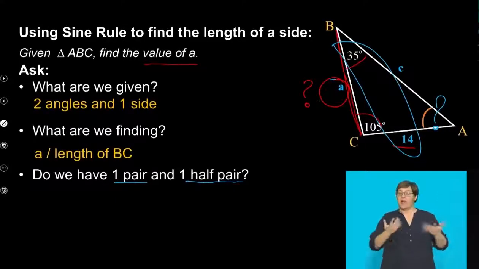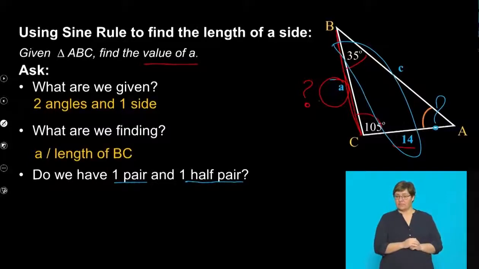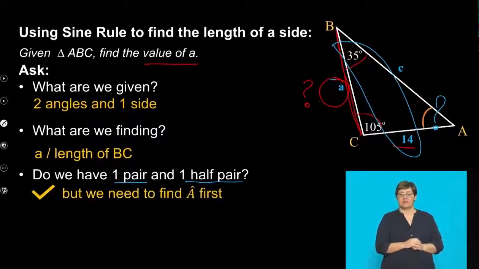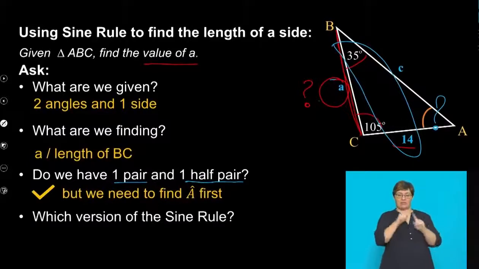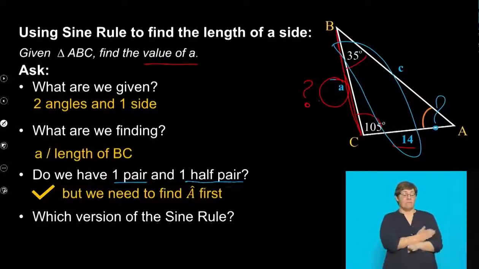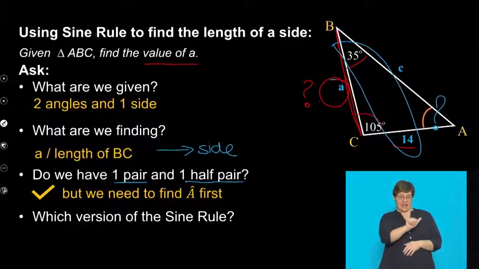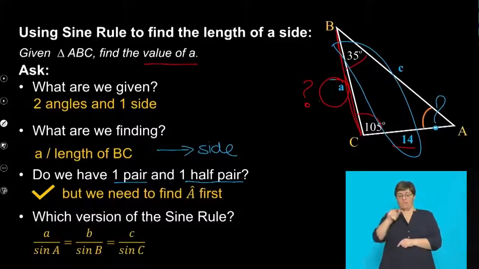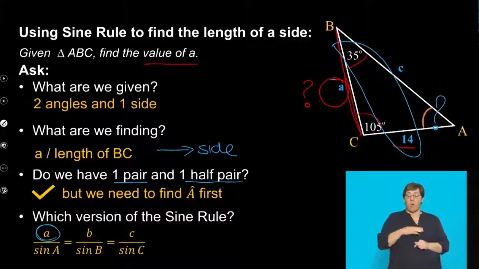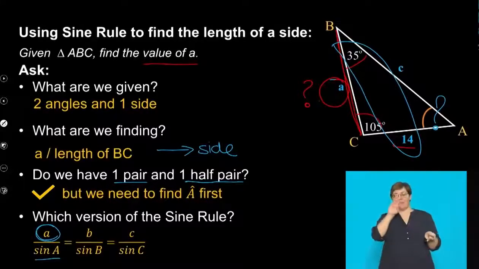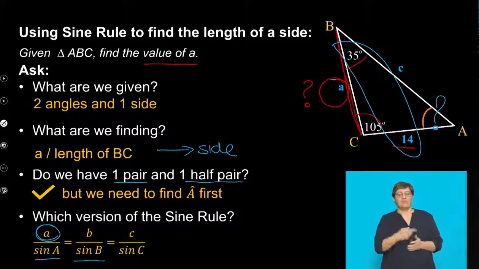So how can we find angle A? We're going to find angle A first, using the three angles of a triangle. But before we do that, let's think about which version of the sine rule we're going to use again. What are we finding? We're finding a side. Because we're finding a side, we're going to use the version of the sine rule that has the sides on top. Because we're looking for little a, we're going to use that piece, and the full pair we're given is B and sine B. So those are the two that we are going to use.